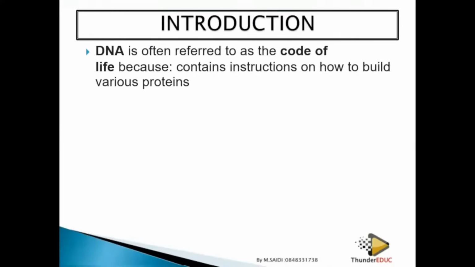Let's look at DNA. Introduction about DNA. DNA is often referred to as the code of life. Why? Because it contains instructions on how to build various proteins. You know that our body is made up of proteins. Therefore, if our body is made up of proteins and what makes proteins is DNA, we say that DNA codes for life.